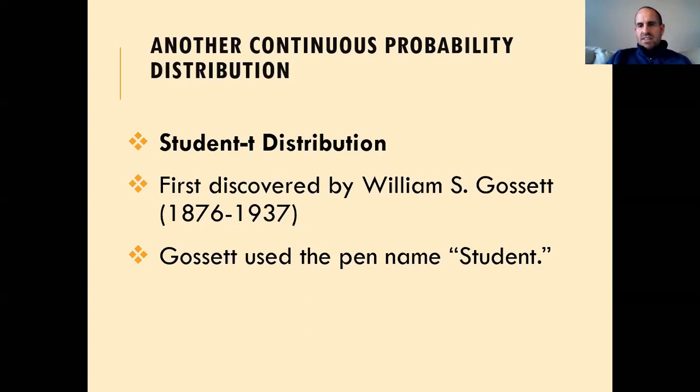The Guinness Brewing Company required that anytime one of their research and development employees wrote an academic paper, they had to use a pen name. He used the name Student. There's speculation about why Guinness did that. One rationale is that they didn't want their competitors to know what they were doing in research and development. So that's why this is called the student t distribution. But really, it was invented by William Gossett in the early 20th century.